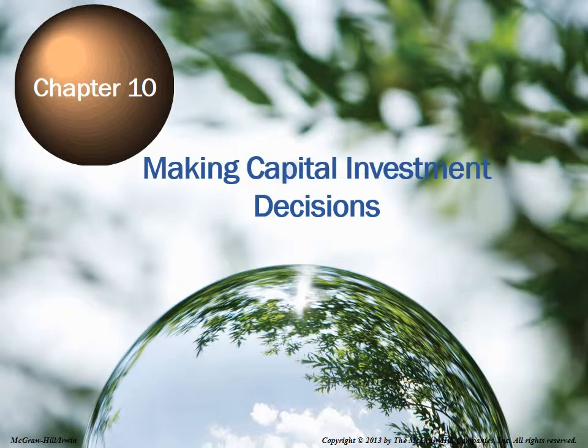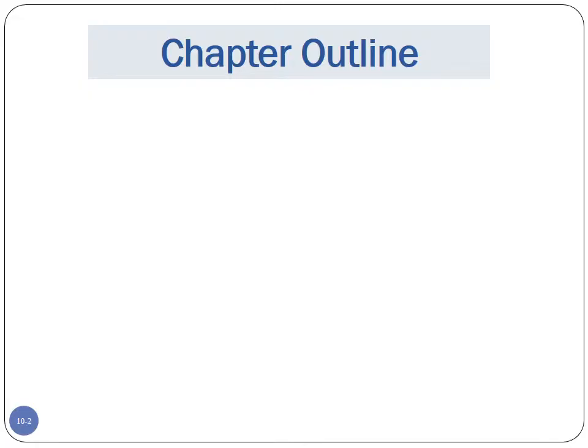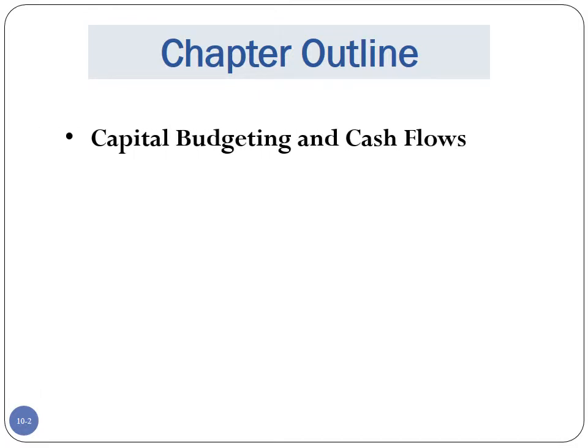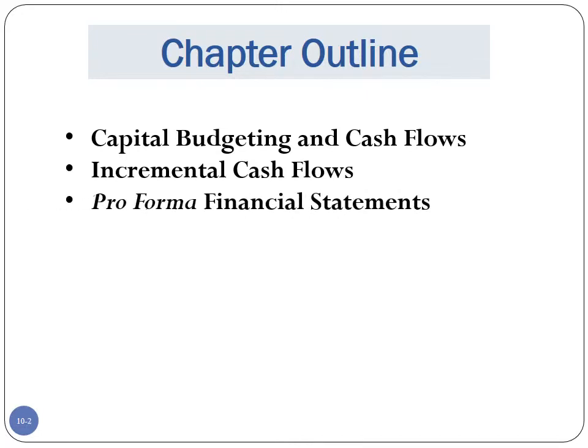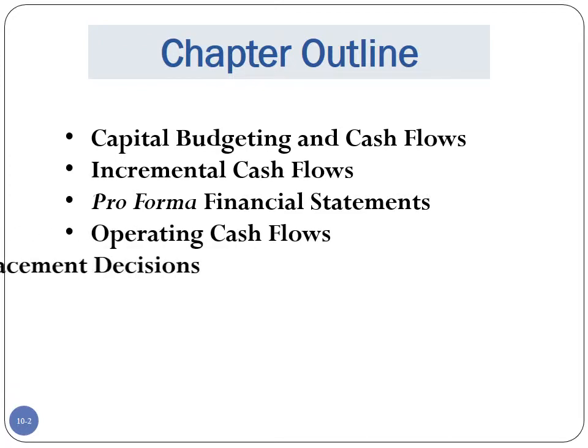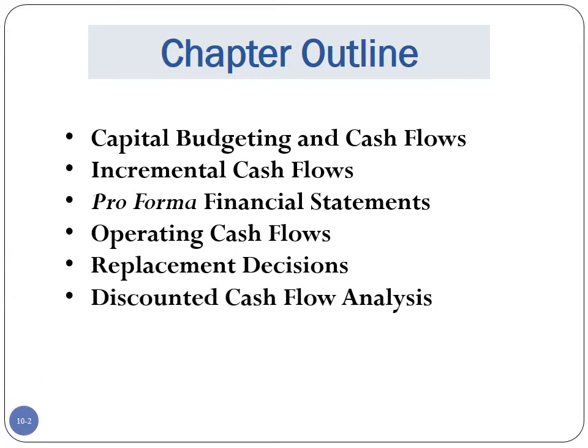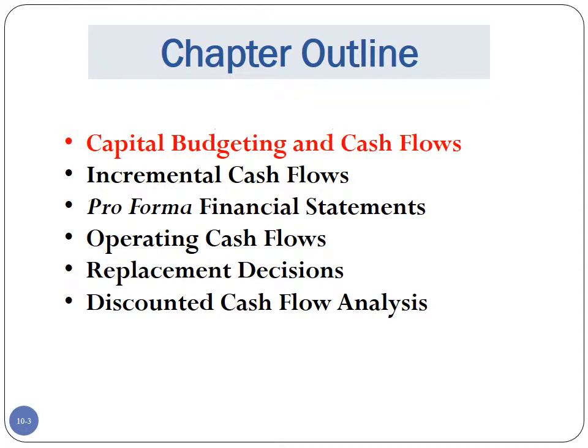Welcome to the first lecture for week 9, chapter 10, Making Capital Investment Decisions. This week we have a couple of topics to look at. Chapter 10, Capital Budgeting and Cash Flows, Incremental Cash Flows, some pro forma financial statements, operating cash flows, replacement decisions, and discounted cash. First, we're going to take a look at the capital budgeting and cash flow process and how these two interrelate.